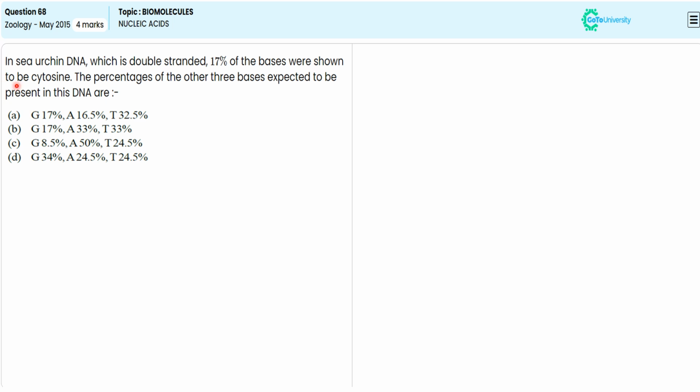In this objective question, they specified that 17% of the double-stranded DNA of the sea urchin is cytosine. With this specification, they are asking us to calculate the amount of guanine, adenine and thymine. For this, let me calculate the amount of nucleotides with the Chargaff rule.